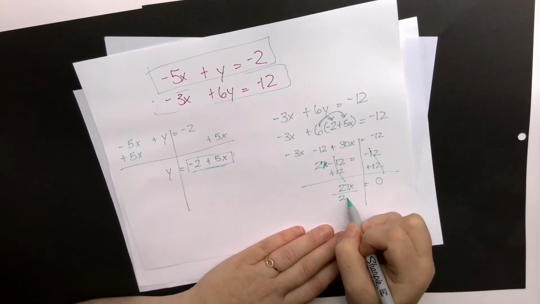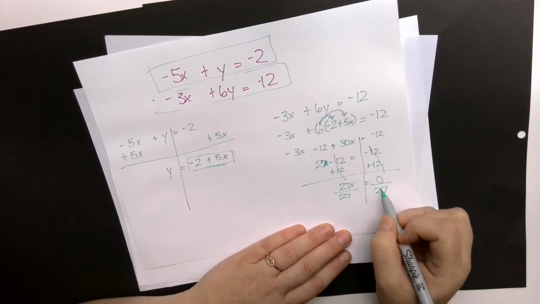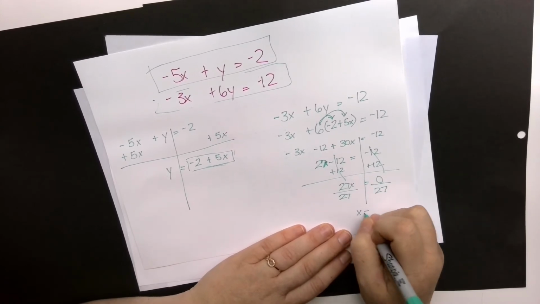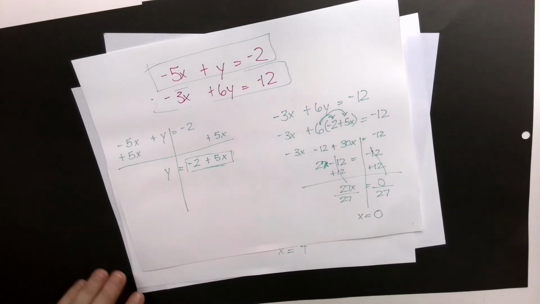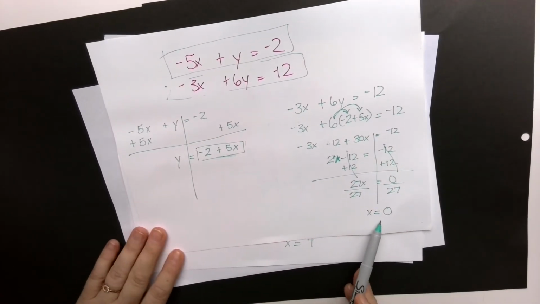So we're going to just simply divide by 27 on both sides. 0 divided by anything is 0. And so our x is equal to 0. Now, we have a value for x.